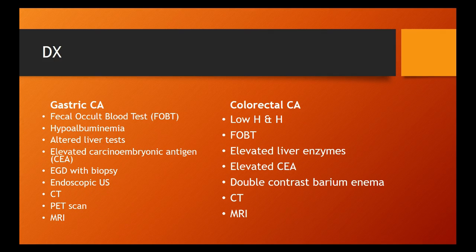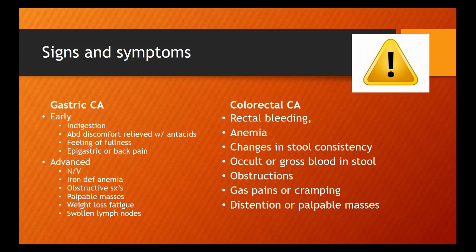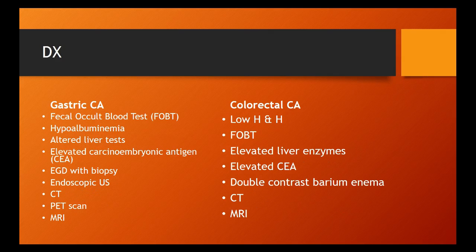Now, how do we diagnose these things? Whenever we talk about diagnosis, we think of biopsies, of course. First thing, we always think of biopsies because if we're able to extract pieces of those tissues, we can send them off to the labs to be evaluated to see if they're malignant or benign. Well, for gastric cancer specifically, we do a fecal occult blood test because, as we just saw in our last slide, with gastric cancers there can be anemia. In colorectal cancers, there could be changes in stool consistency or occult or gross blood in stool. So again, we have the fecal occult blood test.